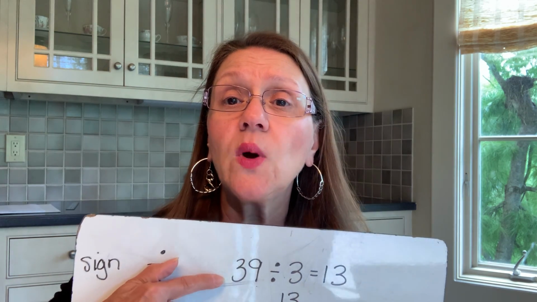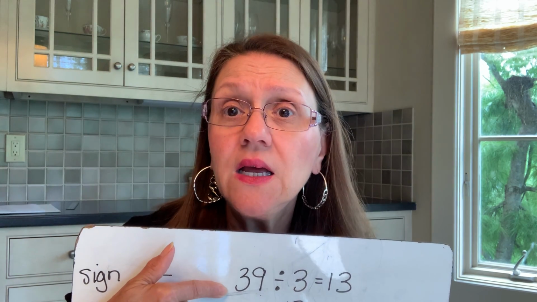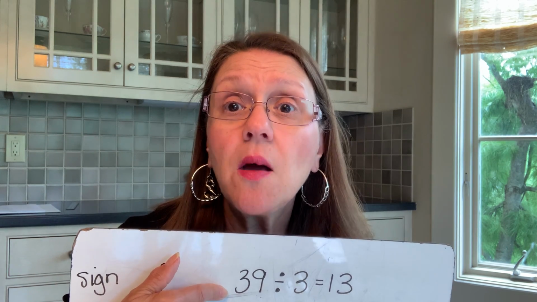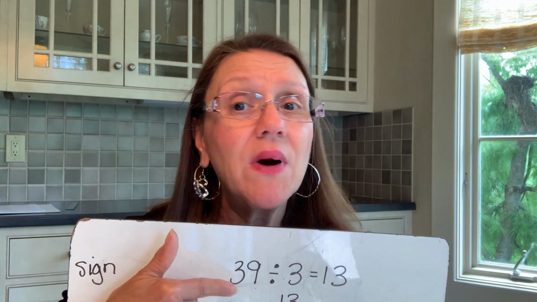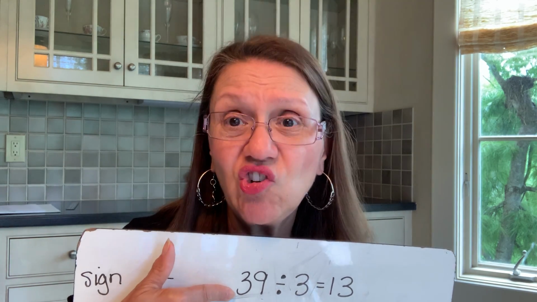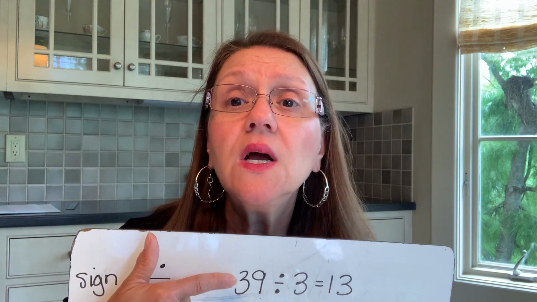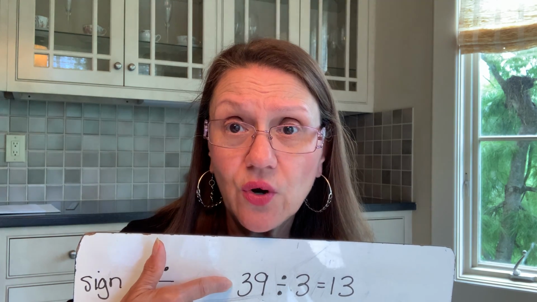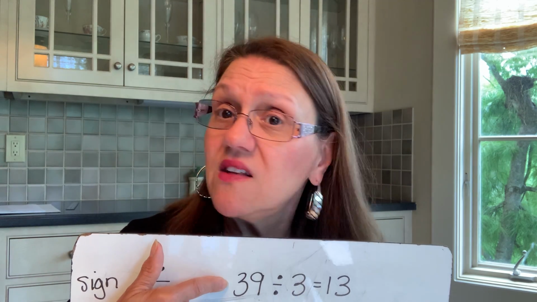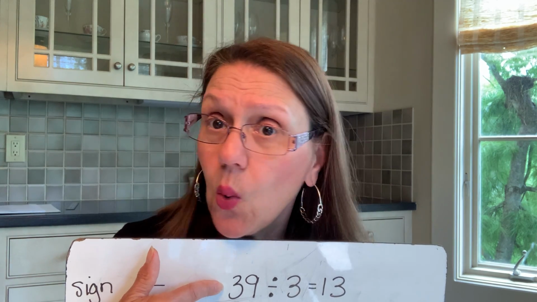Now, in this equation, 39 is my dividend. It is indeed bigger than my divisor of 3. But it's not the fact that it's bigger that makes it the dividend. No, it's the position in the equation. Whatever digit is first in your equation, that is your dividend. In 5th grade, we find out that that is not always larger. No, it's not.